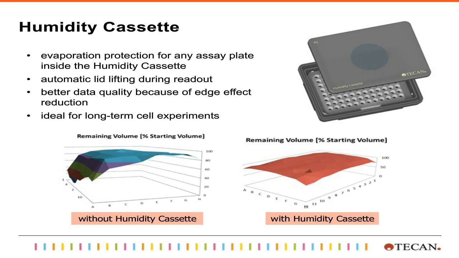The humidity cassette can be used in combination with all the detection modes of the Spark reader, so you can freely combine it with any type of readout you would like to use. The handling is also very easy. The measurement plate is placed into the humidity cassette, and the reservoirs of the cassette are filled with either distilled water or buffer.